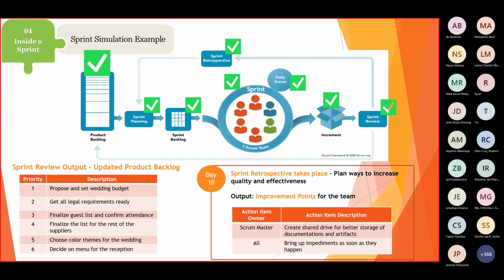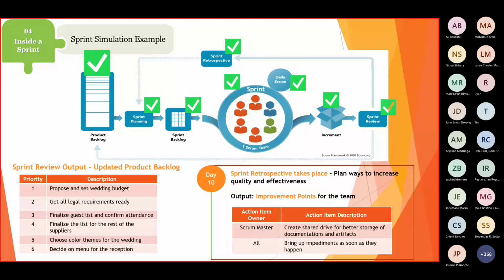Okay, so after day 10, we go back again to the sprint planning, but this time with the updated product backlog. I hope that with this example that we have provided, all the terminologies that we've mentioned earlier, the Scrum team, the Scrum artifacts, and the Scrum events, made sense now, and how each of the team plays a crucial part in making the sprint happen. All right, so that's the example, the simulation part of the sprint, and I hope you really understand those.